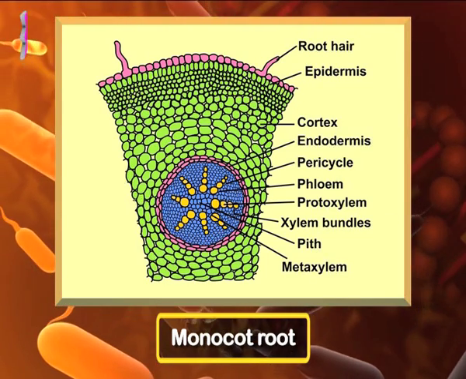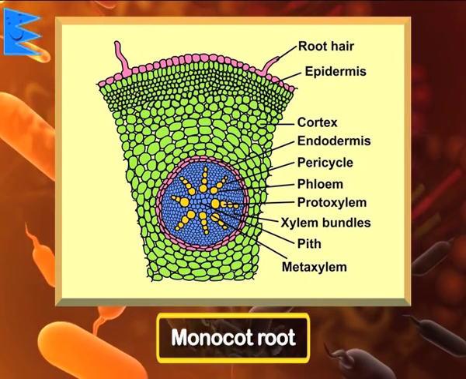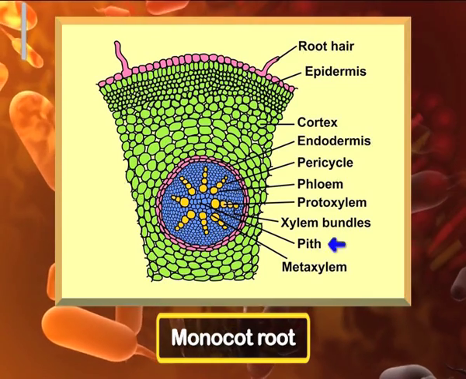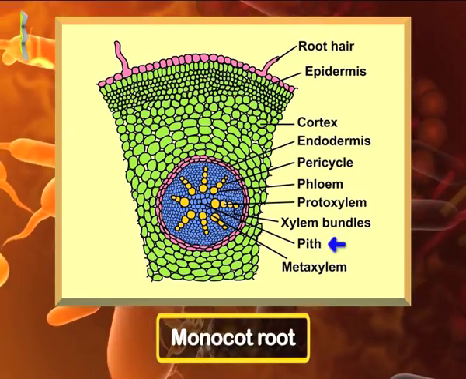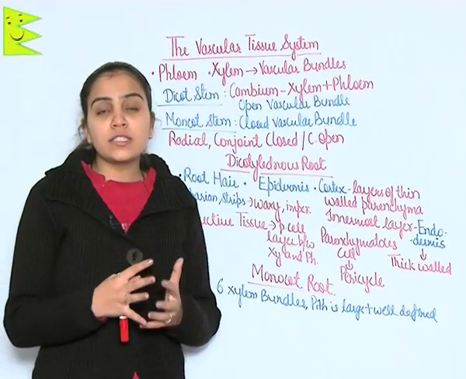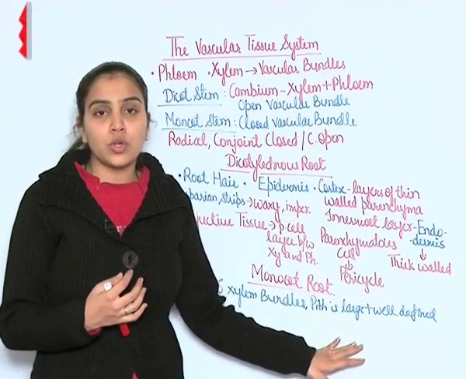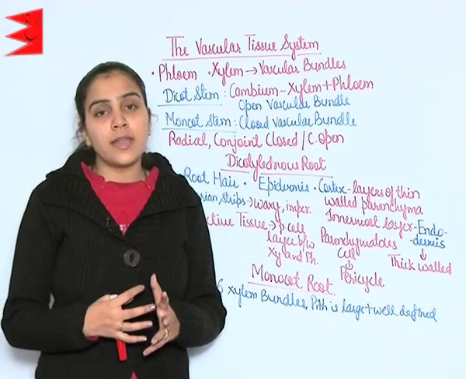are present in the case of monocot root, and you can see in the diagram its pith is large and well defined. In the case of dicot, pith is not that large, but in the case of monocot, pith is large and well defined.